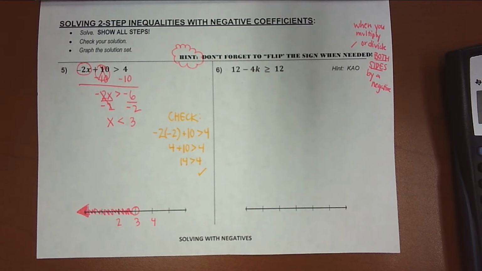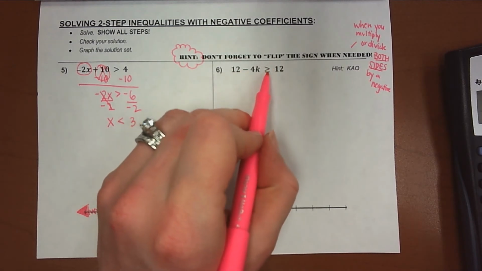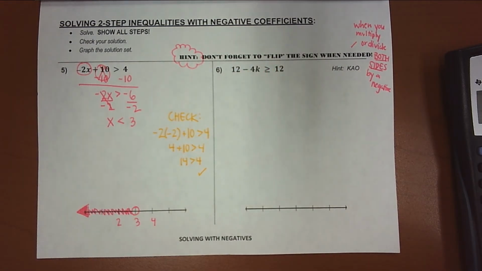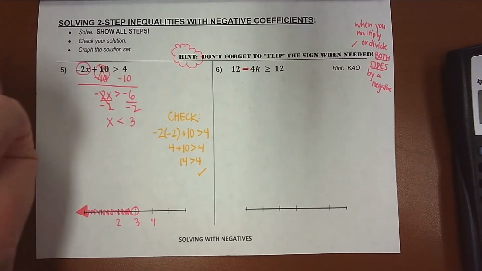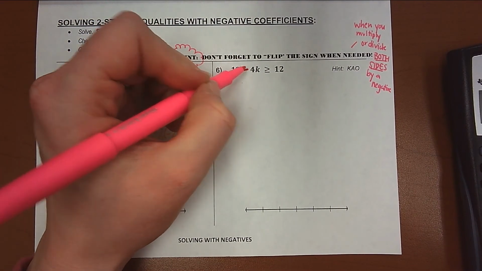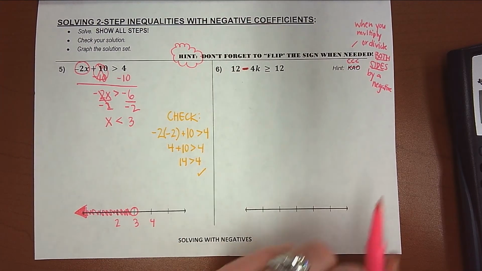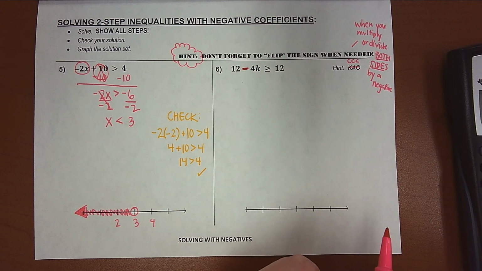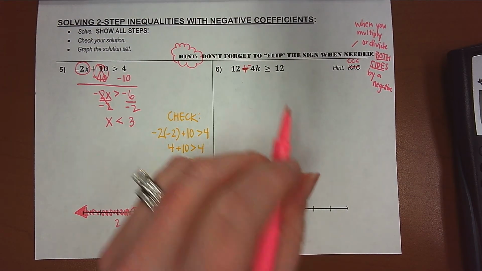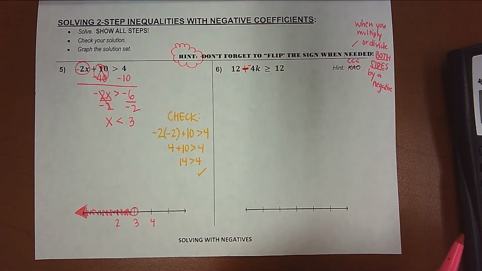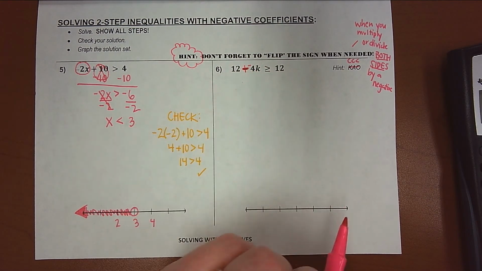On number 6, we've got 12 minus 4k is greater than or equal to 12. Remember that this subtraction symbol we need to read as a negative. We can't just forget it. We need to read it as a negative, or in my room, we use copy, change, or keep, add the opposite is what KAO stands for. Keep, add the opposite. And so we do need to recognize this is a negative 4k. 12 plus negative 4k is greater than or equal to 12.